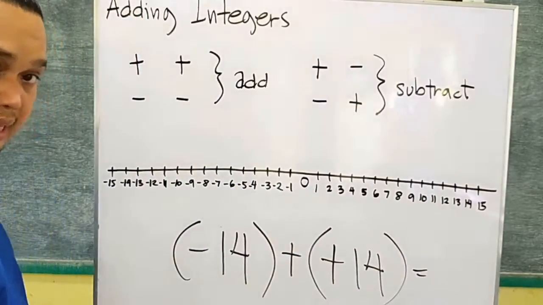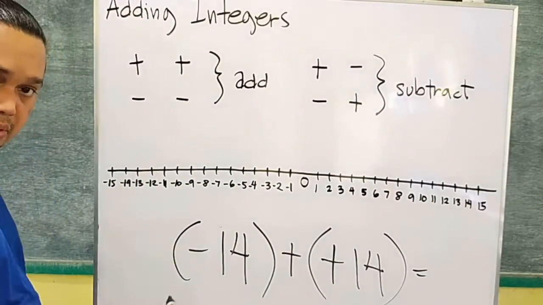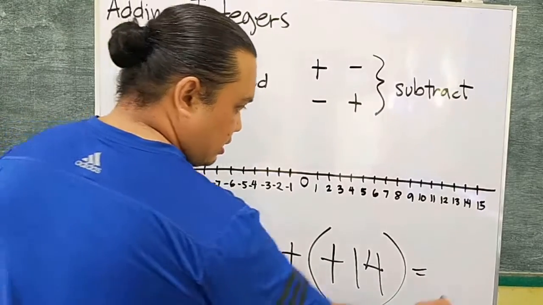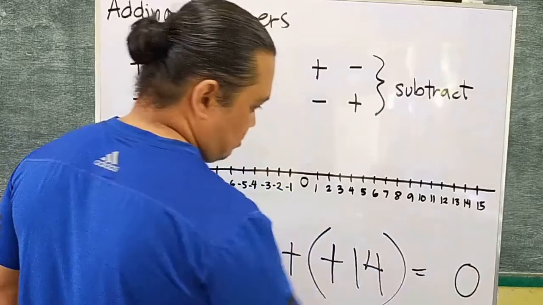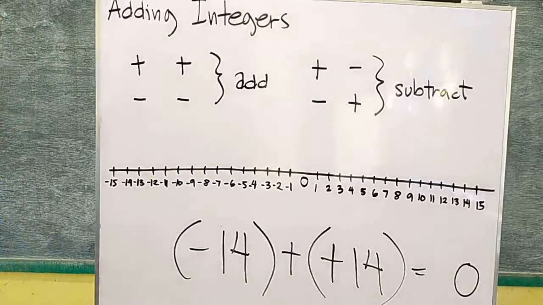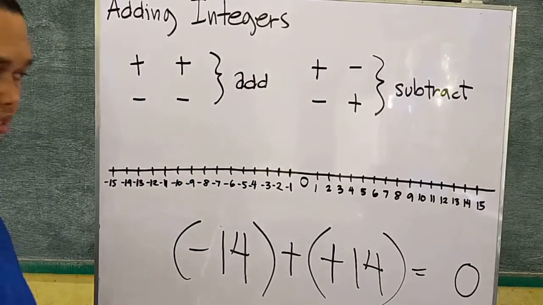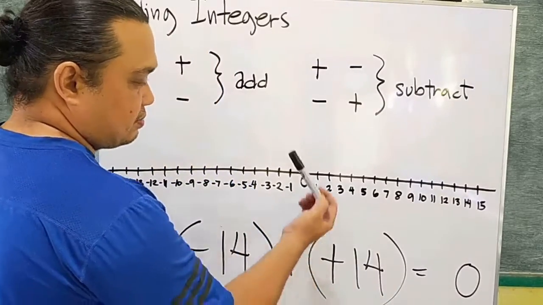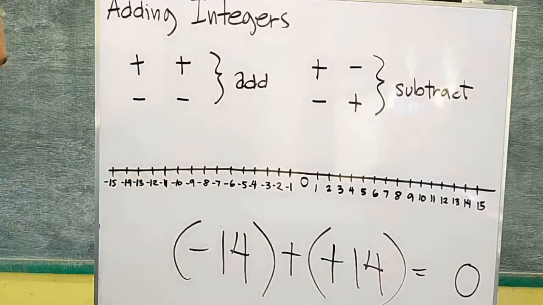Now let's subtract the numbers. 14 minus 14, that's 0. And 0 here has no symbol because it's the origin, or the point of origin, or the base.